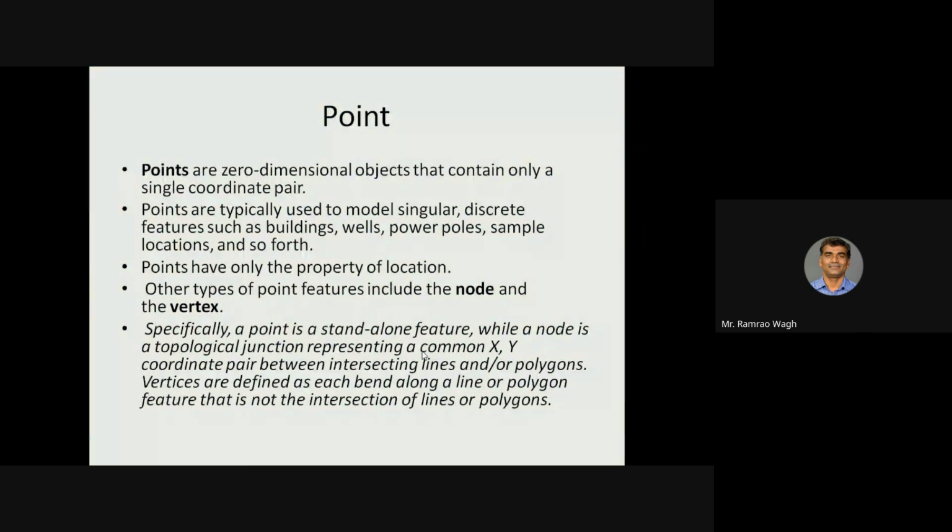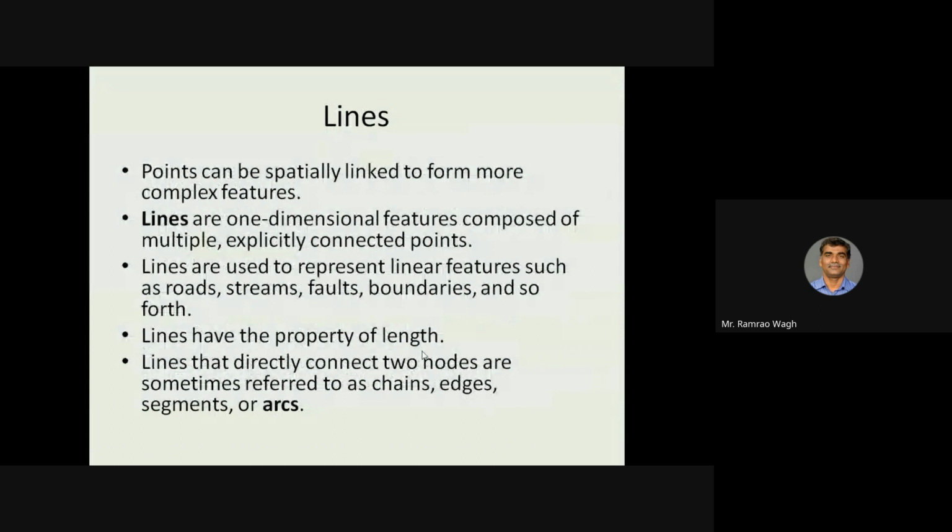So it can be used to represent a building, well, power pole, sample location, hospital, whatever it is. If I'm not interested in the entire hospital, but I want to show where the hospital is, that can be done. So points have only the property of location. Other types of point features are called node and vertex. We will come to node again, and a vertex is where you have a bend in a line. Because lines are constructed using points, within that we call them either node or vertex. We'll come to that part.